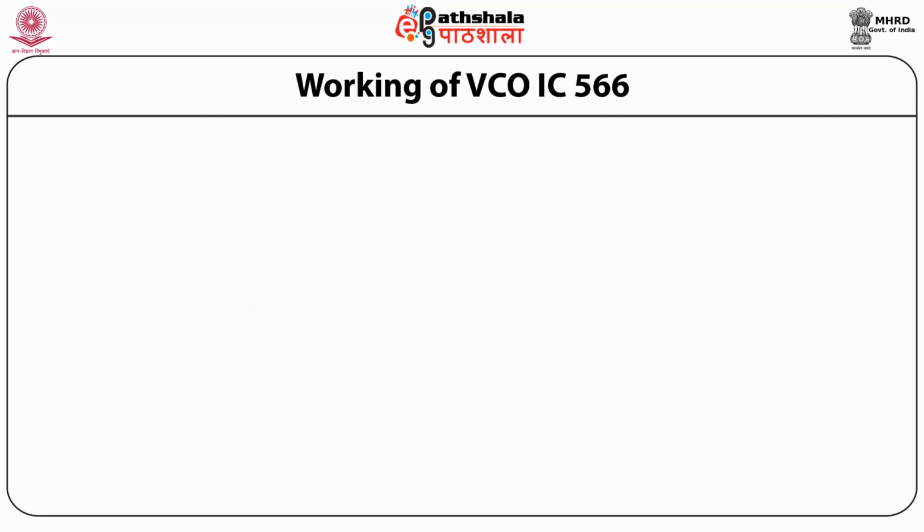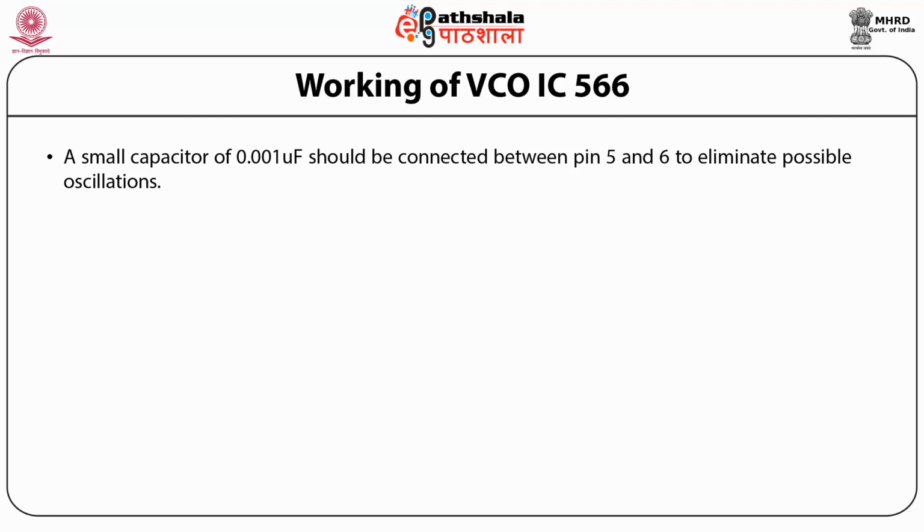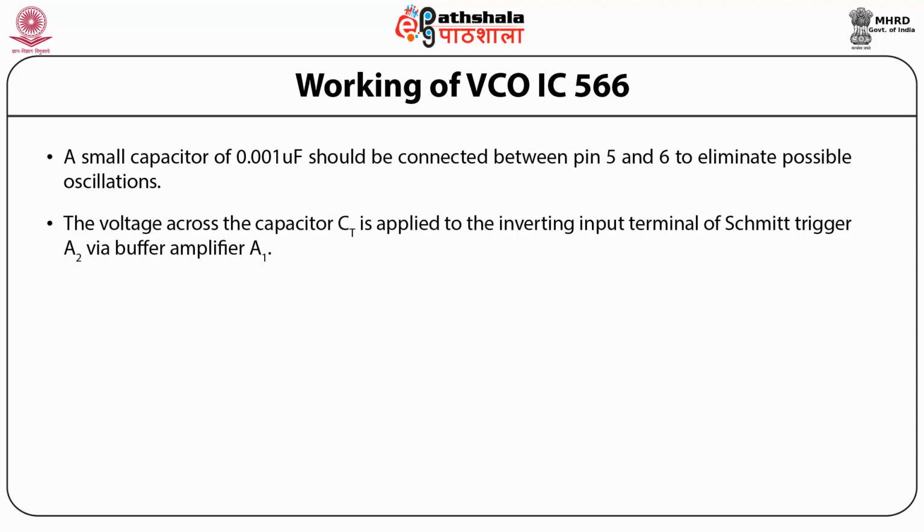Let us now discuss the working of VCO IC566. A small capacitor of 0.001 microfarad should be connected between pin 5 and pin 6 to eliminate possible oscillations. The voltage across the capacitor CT is applied to the inverting input terminal of Schmitt trigger A2 via the buffer amplifier A1. The output voltage swing of the Schmitt trigger is designed to be VCC and 0.5 volts.